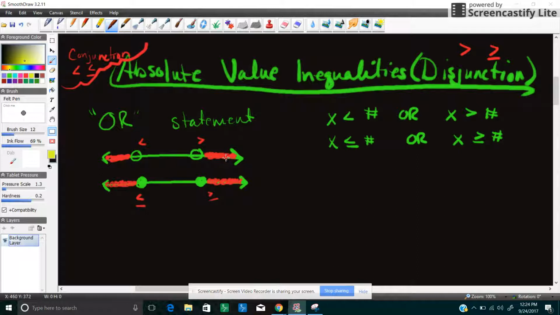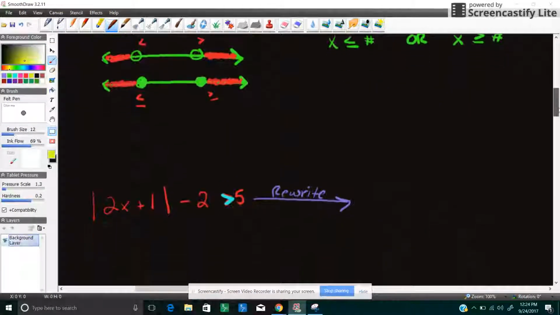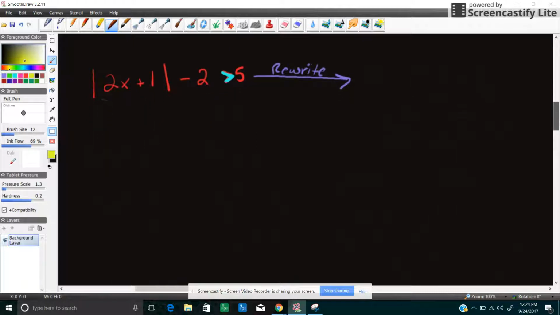Unlike the and statement, we don't share anything with the solution sets, which means we have this part of the solution set, we jump over here, or we have this one. Notation wise, it's similar. We have x less than a number or x is greater than a number. Same with the equals. The best way to show this is with an example. I'm going to jump right into one. Because we've done this several times already, I'm giving you one that's a little bit harder, meaning there's an extra step.